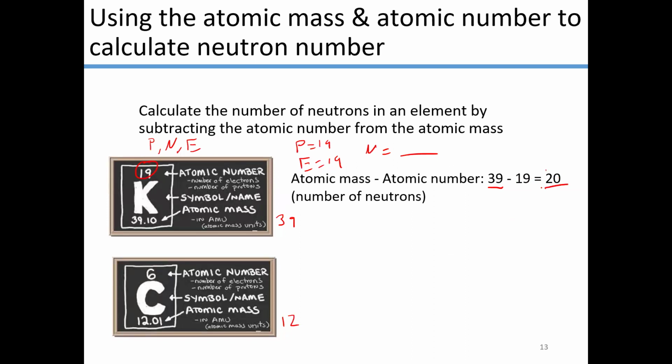Now, the neutrons aren't always going to be the same as the protons and the electrons, but because they don't have a charge, it won't affect the positive or negative of the actual atom itself. So in this case, when we calculate this out, we know that we have 19 protons, 19 electrons, and about 20 neutrons. Okay, so go ahead and do the exact same thing for carbon down here.